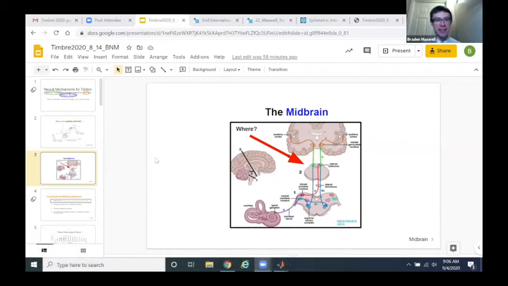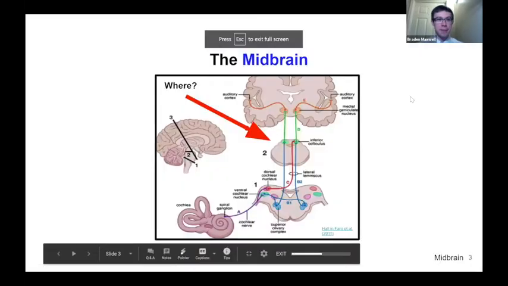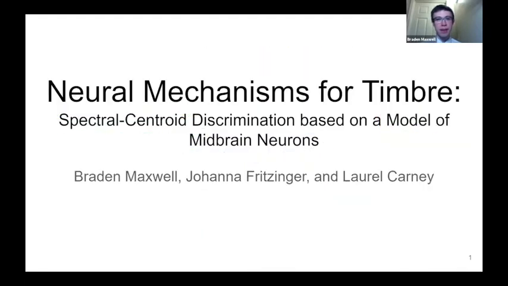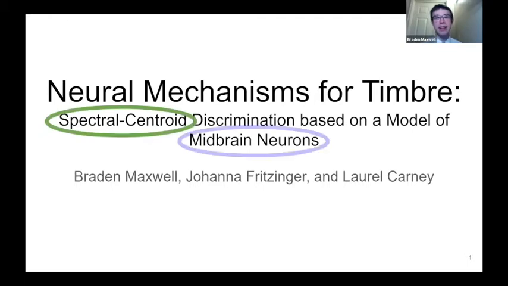Our talk is going to cover many of the same questions, just looking at a different area in the brain. As Sven said, we're going to be looking at the midbrain. We're also going to see Emily Allen and Andrew Oxenham again in this talk. So today I'd like to talk about neural mechanisms for timbre, and specifically spectral-centroid coding, specifically looking at the midbrain. And I'm going to start by introducing those two topics and talk about our computational modeling approach.